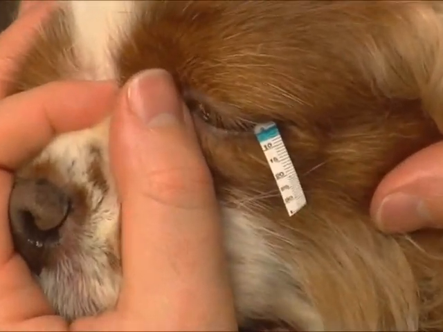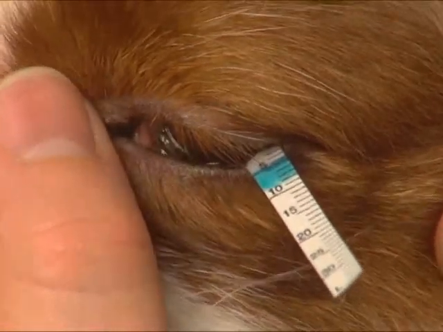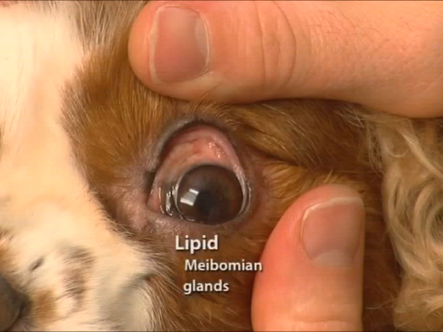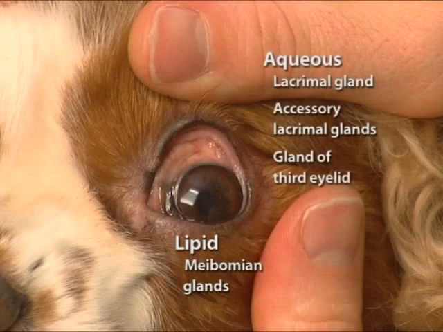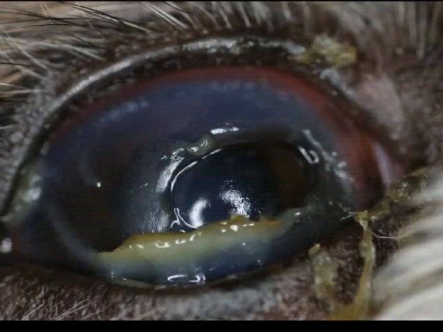Note that the Schirmer tear test measures aqueous tear production, which represents only part of the normal tear film. The tear film has three main components. The outer lipid component is supplied mainly by the meibomian glands in the eyelids. The aqueous portion is produced by the lacrimal gland, accessory lacrimal glands, and the gland of the third eyelid. The inner mucin component originates from the epithelial cells of the conjunctiva. A deficiency of the non-aqueous layers can result in clinical evidence of dry eye, often with corneal ulceration, despite a normal Schirmer tear test result.